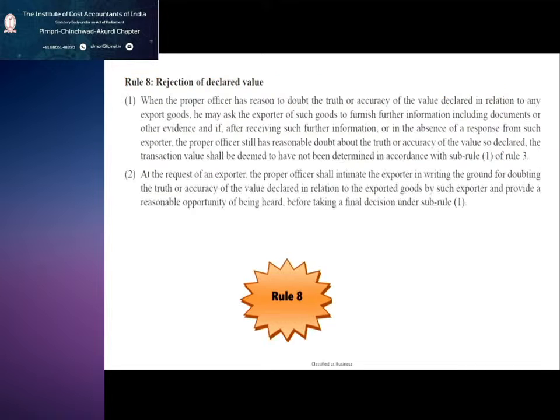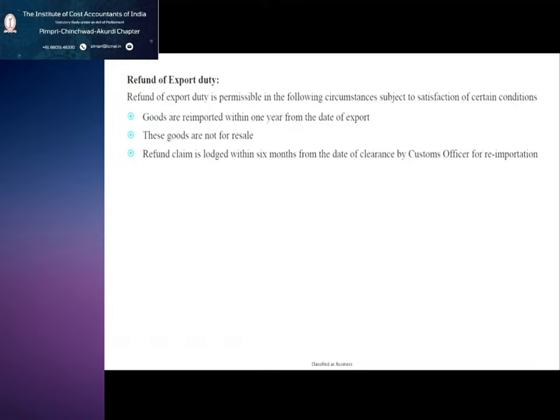Then the declaration by the exporter. The last one is rejection of the declared value, and refund of export duty. So refund of export duty, under what circumstances or within what time limit. A few points are there in the customs duty. In the chapter on duty drawback, we have it in a detailed manner. So here, the refund of export duty is permissible. Under what circumstances is it permissible?